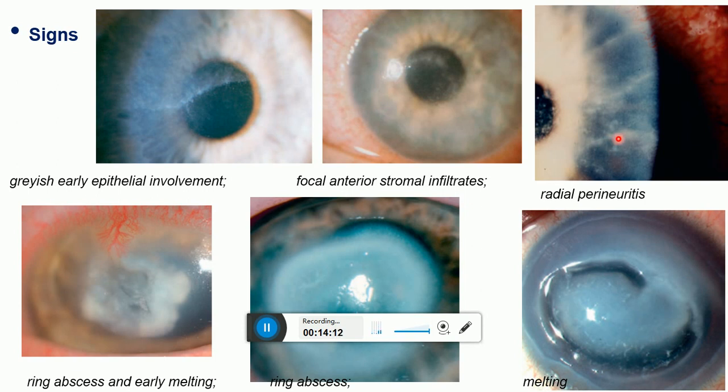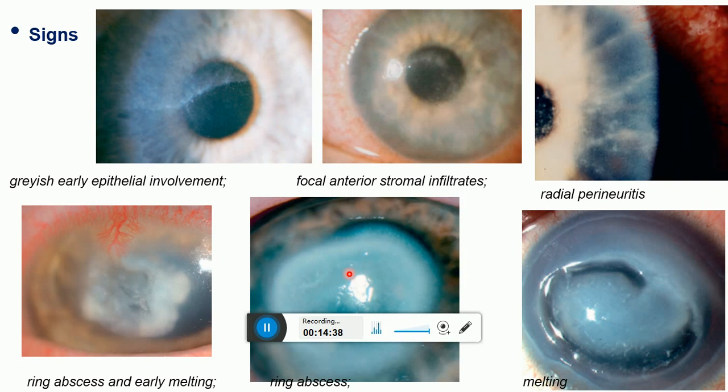For acanthamoeba, there is gradual enlargement and coalescence of infiltrates to form a ring abscess. This is typical. Scleritis may develop, generally reactive rather than extension of infection. This is also a ring abscess.